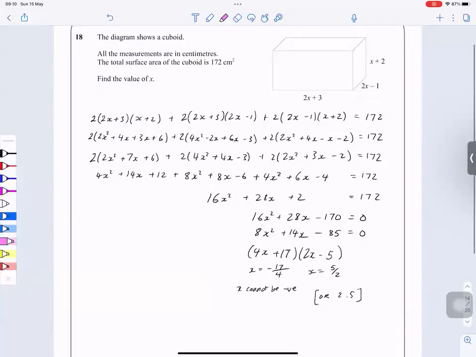Question number 18. The diagram shows a cuboid. All the measurements are in centimeters. The total surface area of the cuboid is 172 centimeters squared.